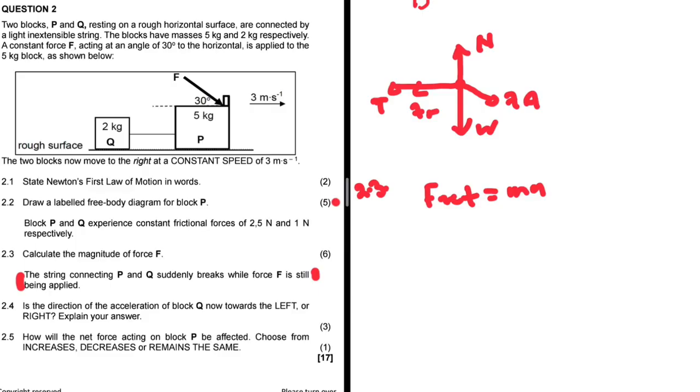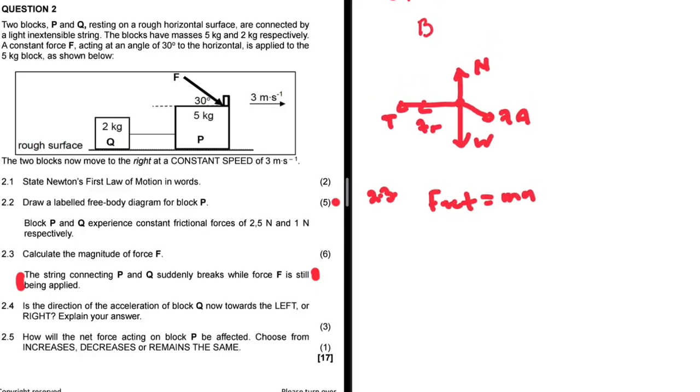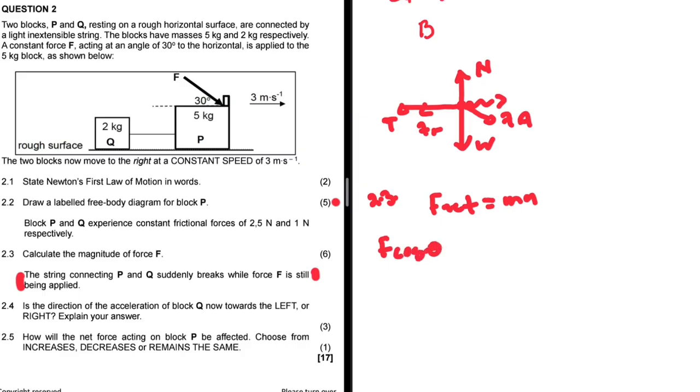Obviously, the component of the applied force which is pulling the object to the right is the x component, right? So we're going to say F cos theta minus the forces that are opposing, that is the tension force and the frictional force. That all equals MA. So the angle is 30 degrees, right?